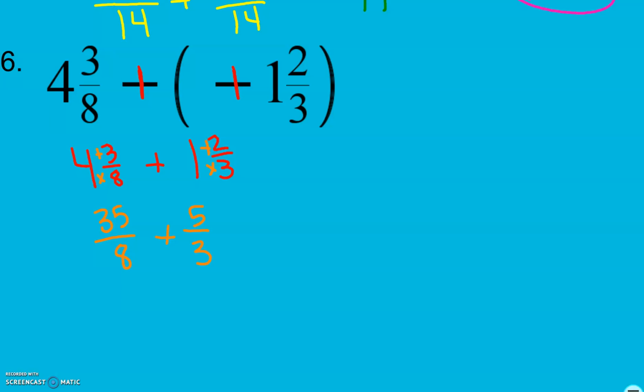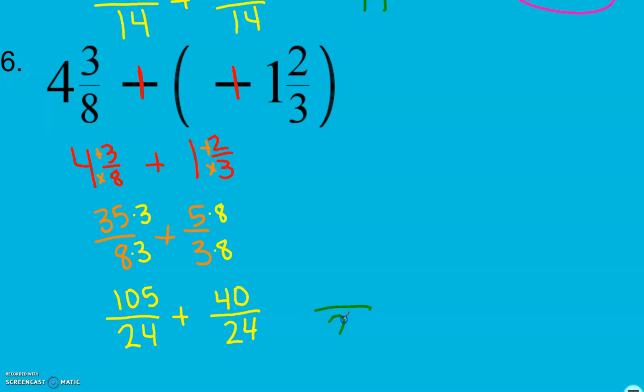Now, 8 and 3 are relatively prime, which means I can multiply them together to get my common denominator of 24. To go from 8 to 24, I have to multiply by 3, and if I change my denominator, I have to change my numerator. To go from 3 to 24, I have to multiply by 8, and if I change my denominator, I have to change my numerator. Now, I have a common denominator of 24, so I write it as one fraction and perform the operations on my numerator.